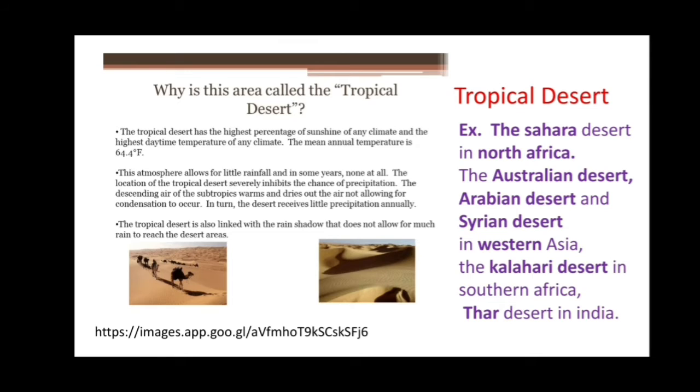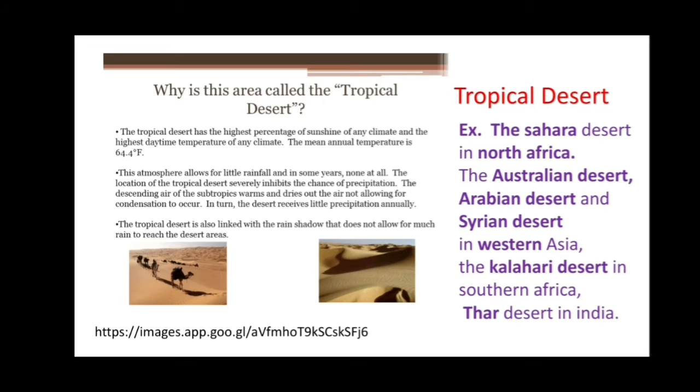The tropical deserts: you can see here the examples of the tropical desert, that is Sahara Desert in North Africa, Australian Desert, Arabian Desert, Syrian Desert in Western Asia, and Thar Desert in India. Why is it called the tropical desert? The tropical desert has the highest percentage of sunshine of any climate and the highest daytime temperature of any climate. The annual temperature is 64.4 Fahrenheit.